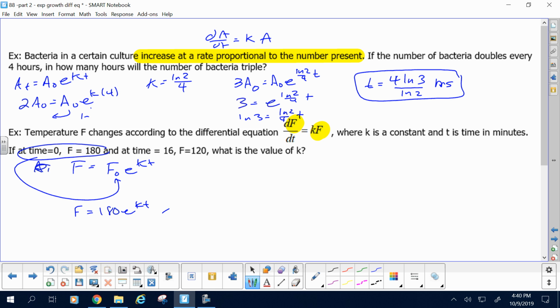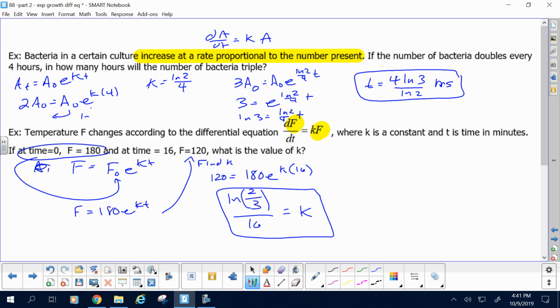And then I can use this case to find k. 120 equals 180 e to the k after 16, whatever the units are, minutes. Divide 180 over and reduce, that's 2/3, natural log. Divide by 16, k must be natural log of 2/3 over 16. There are no units on that constant of proportionality. Don't worry about the units. Okay? At least I don't think there are units. All right, are you with me?